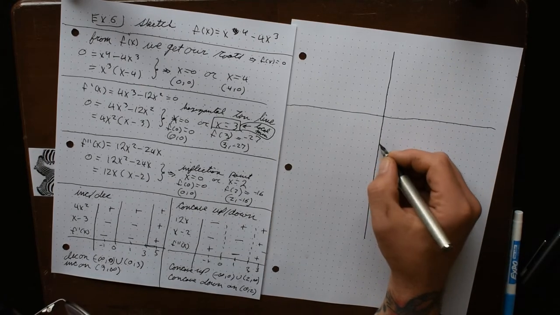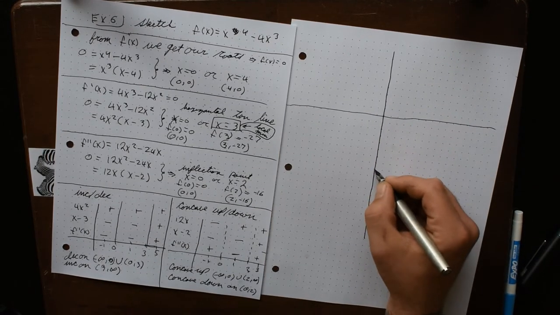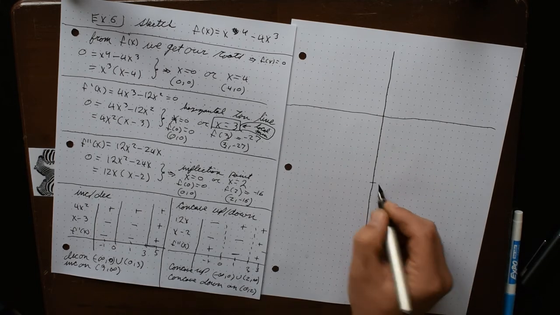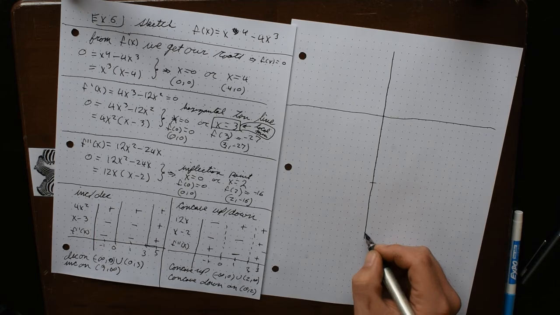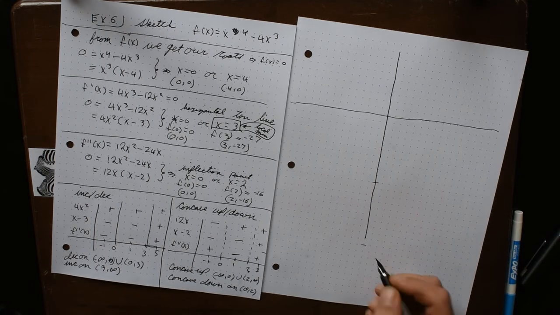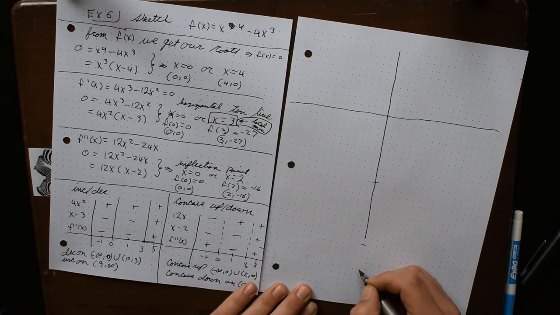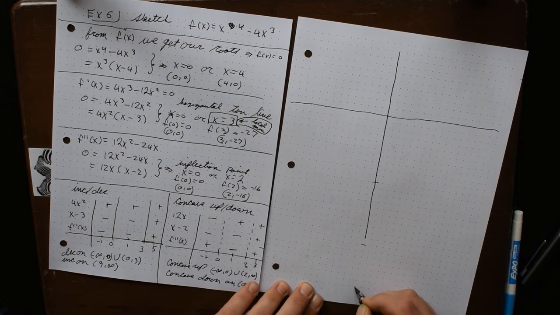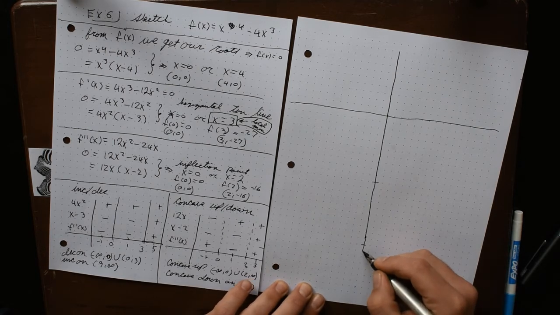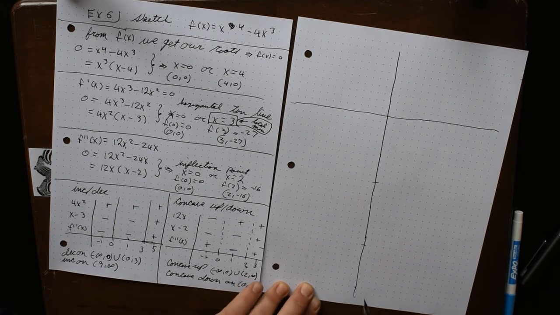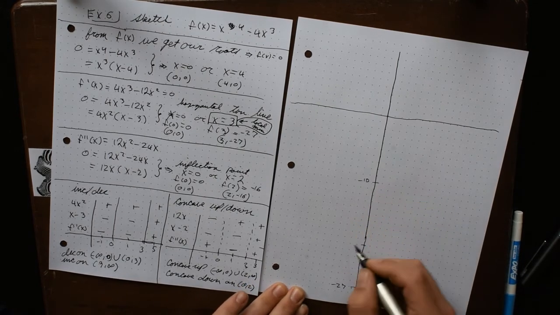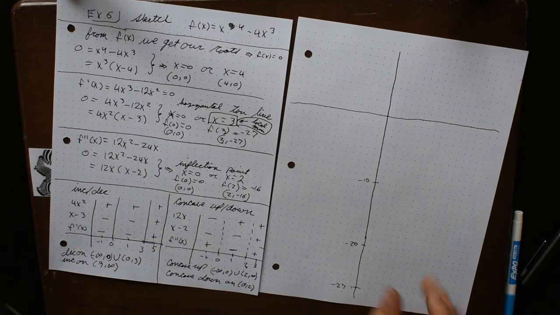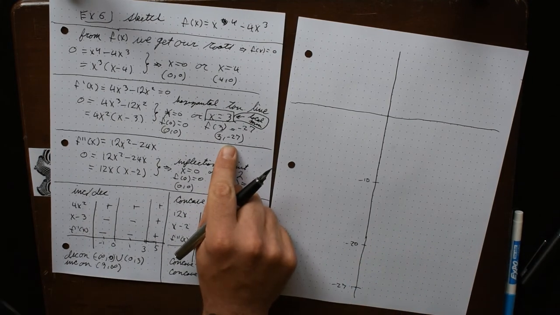1, 2, 3, 4, 5, 6, 7, 8, 9, 10. I might be able to do it. 1, 2, 3, 4, 5, 6, 7. There we go. We need to go all the way down here. And this is negative 27. This is negative 10. This is negative 20. Perfect. I've got this point 3, negative 27 I'm trying to fit on here.